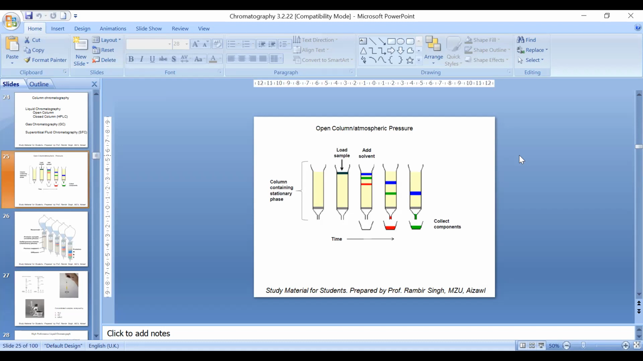So the length of the column is also not changed, and volume is also not changed. In the same 10 feet, 2 feet column, you have increased the number of retention sites to 10,000.